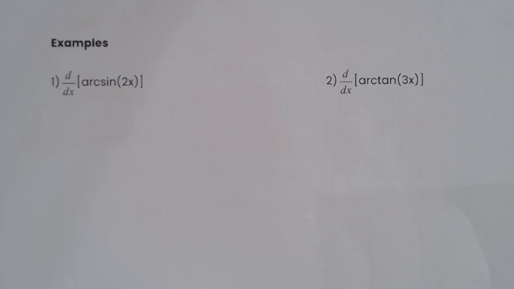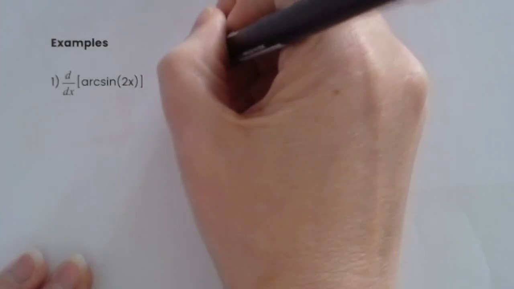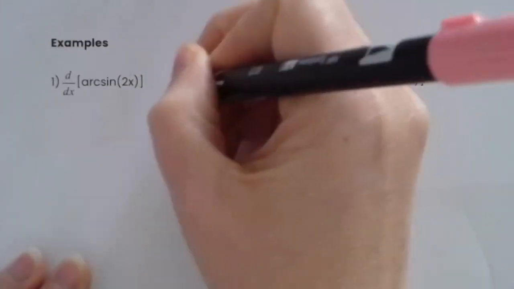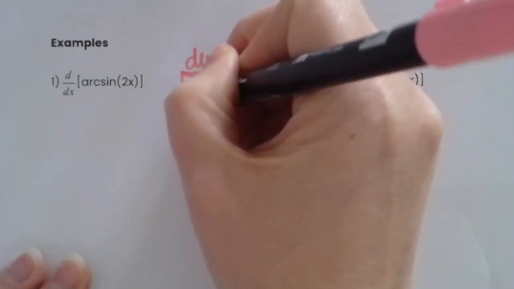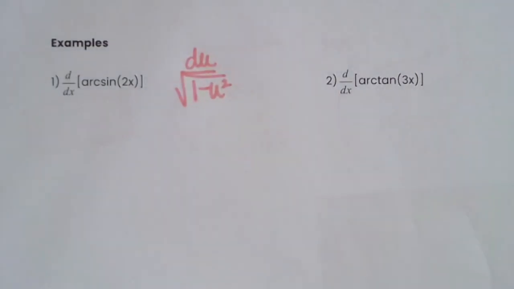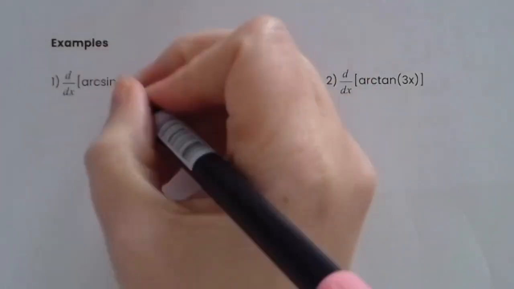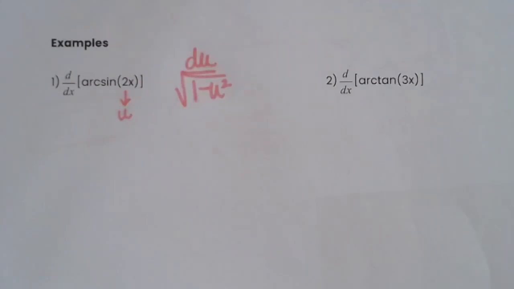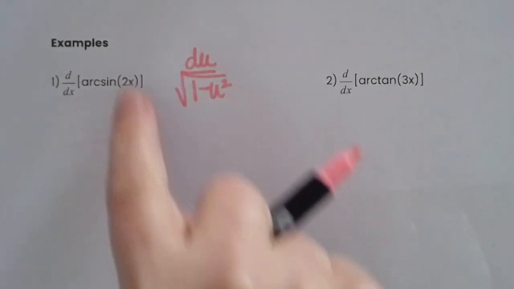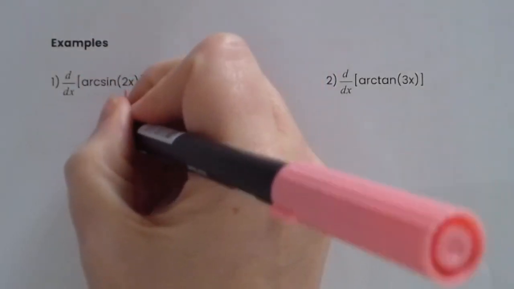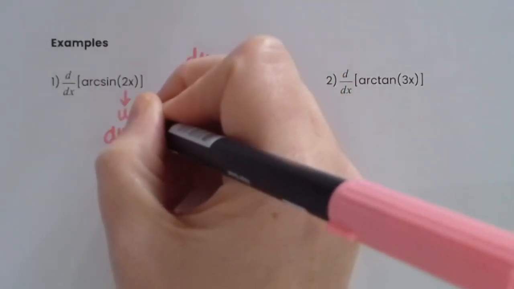And our formula for arc sine, you have it up above, I'll just write it here so we can go through it, is du over square root of 1 minus u squared. Well, that means that we probably should identify what our u is. The u is the thing inside right here, so this is our u. So what's the derivative of 2x? Well, our du is simply just 2.